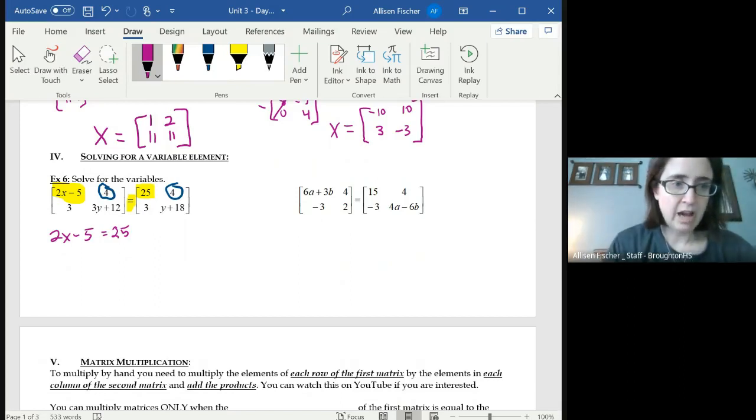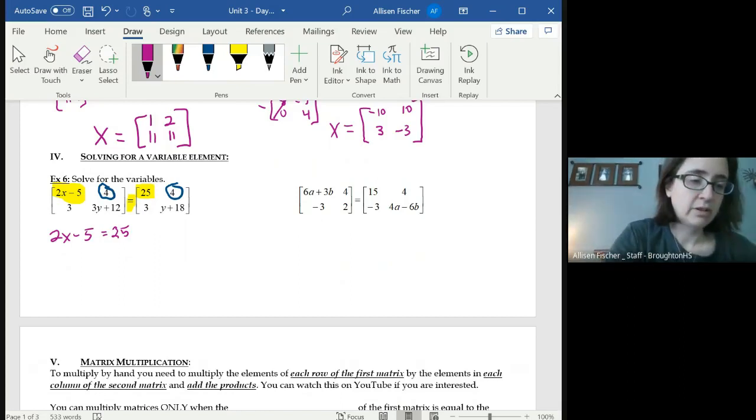So we already know that the top left element has to be 25. So you're going to solve that. You're going to add 5 to both sides, get 2x equals 30. So x has to equal 15.